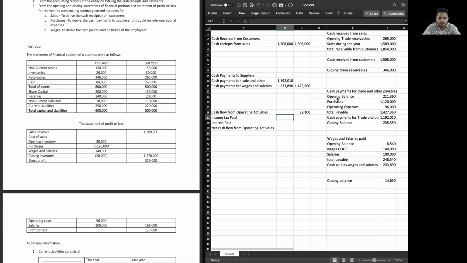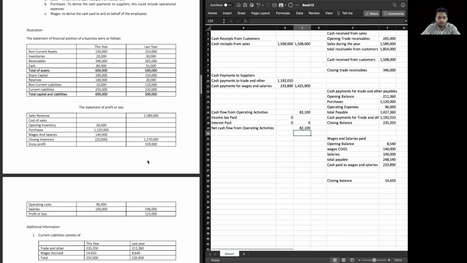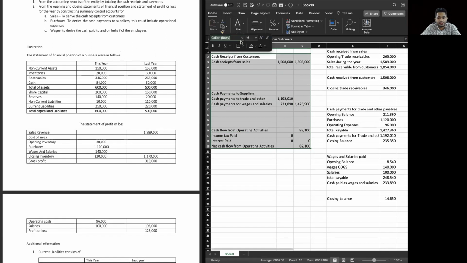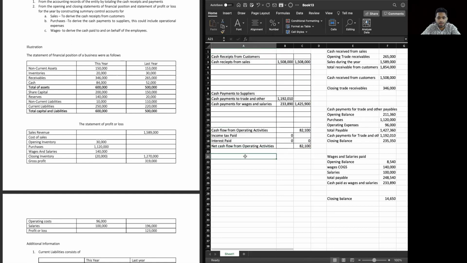There is no information given about taxation or interest. So my net cash flow from operating activities would be 82,100 as well. So guys, this is how you calculate your operating cash flows using the direct method, right? So this is what makes the indirect method and the direct method different from each other, right? So this is the direct method of calculating operating cash flows.